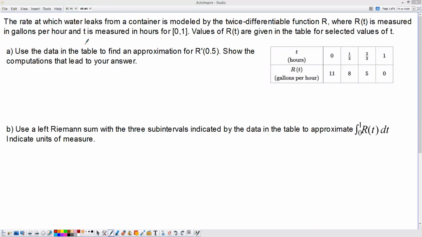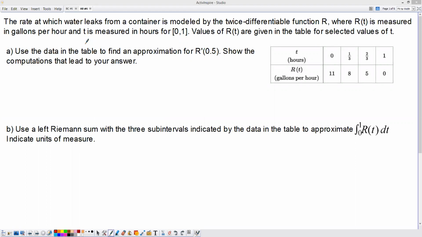All right. Let's get started with this first problem. So we've got a table here that's giving us the rate at which water is leaking from a container, which we can model using a function that's twice differentiable, which is R. So R is measured in gallons per hour, that's the rate, and T is measured in hours from 0 to 1. The values of R of T are in our table.